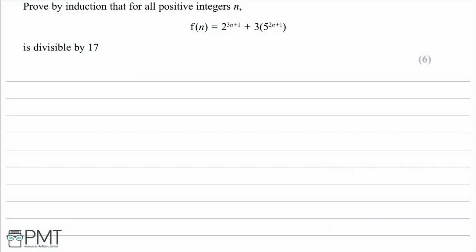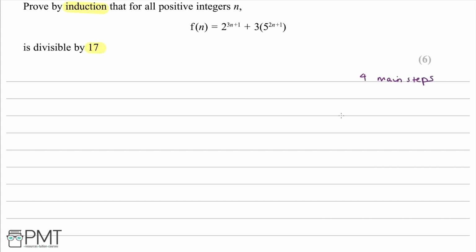In this question, we're asked to prove, by induction, that for all positive integers n, f of n, which is 2 to the power of 3n plus 1 plus 3 times 5 to the power of 2n plus 1, is divisible by 17. For all induction questions, you want to break down the problem into 4 main steps.